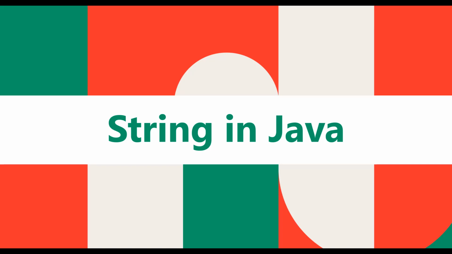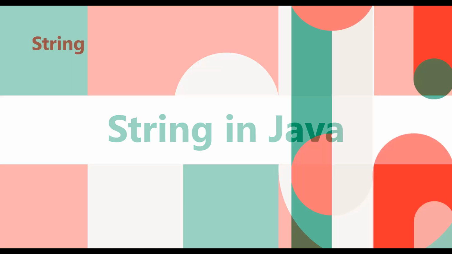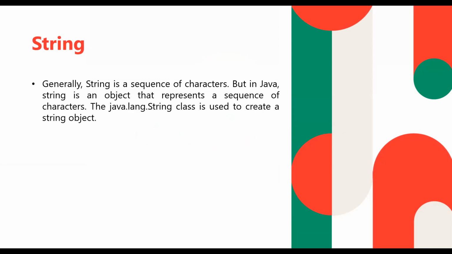Today we are going to discuss the String in Java. So let's start with what is a string. In a general sense, a string is just a sequence of characters. But in case of Java, a string is an object which represents a sequence of characters. Okay, so string is an object which represents a sequence of characters.